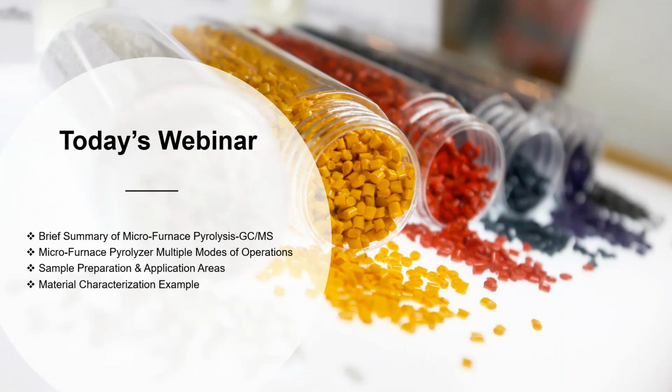So here is our agenda for today's event. We first briefly go over the modern-day pyrolysis-GC using the microfurnace pyrolyzer and how you can really expand your material characterization capabilities by this technique. Then we will discuss the microfurnace pyrolyzer and its modes of operation. And then after that, one of our application chemists, as Lauren mentioned, Athena from our laboratory, will explain how easy and straightforward the sample preparation is, as well as where you can use this technique. Lastly, I will cover a couple of application notes to really show how the microfurnace pyrolysis-GC is used for material characterization of polymers and additives.